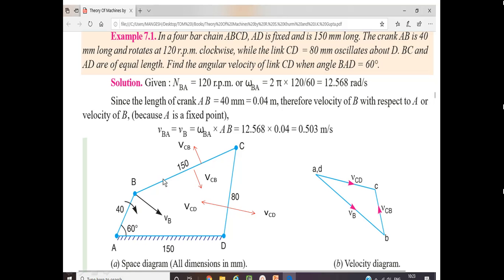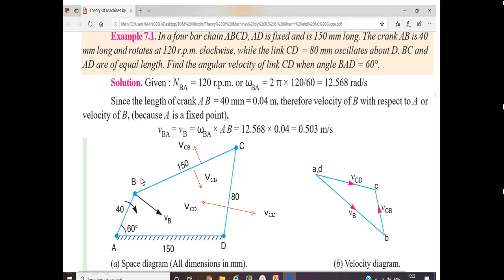Okay, so BC is lying in this orientation, so the velocity vector will be perpendicular in this direction or in this direction. Similarly for link CD, the velocity vector will be perpendicular in this direction or in this direction. Both ways are possible. The perpendicular vector may be drawn toward the left-hand side or the right-hand side, or toward the top or downward. We don't know; we have to decide according to the orientation given in the space diagram.